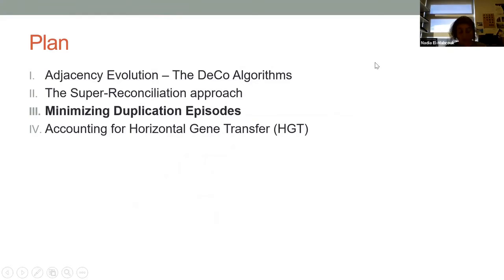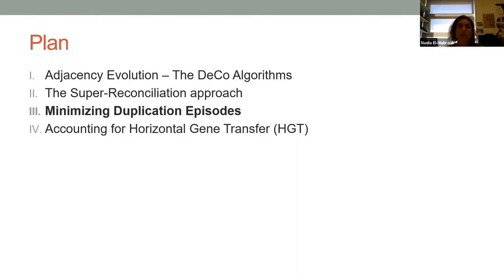Okay, so this was another method allowing to include a way of inferring the evolution of syntenies, taking into account both the order of genes and the gene trees. Actually, the super reconciliation approach is just a generalization of the reconciliation approach, accounting for segmental duplication, segmental events.